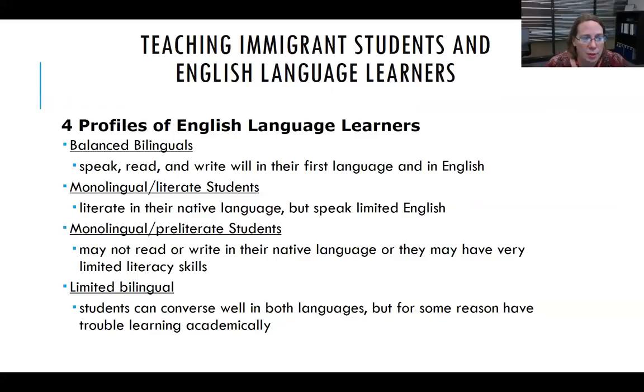And then lastly, limited bilingual are students that can converse well in both languages, but for some reason have trouble learning academically. So they haven't picked up the academic skills, but they have some fairly decent expressive language.